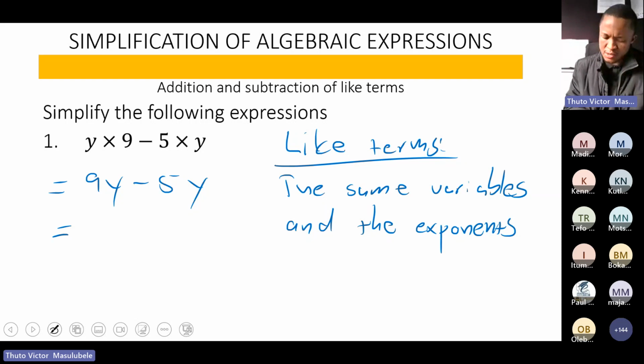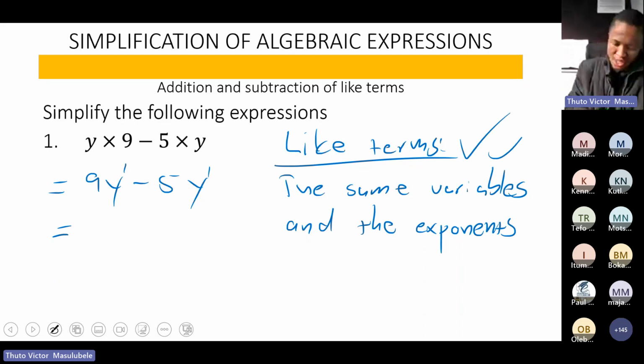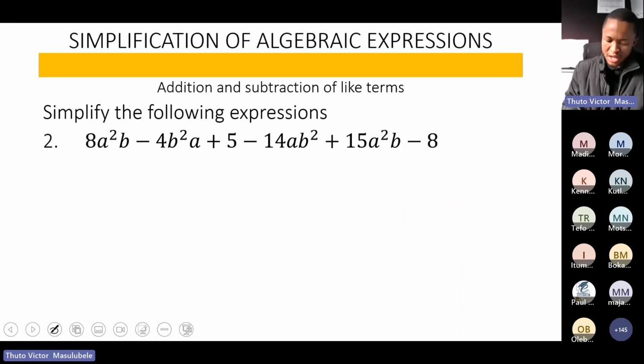So let us look at our expression here. What are we dealing with here? We're dealing with two terms that have the same variable of y, and the variable of y has the same exponent. I'm sure some of you can realize that the exponent of y is 1 for both terms. So we're dealing with like terms, and what we need to do here is to combine our like terms. So 9y minus 5y will give us 4y. So that was the first one in terms of simplifying our algebraic expressions.